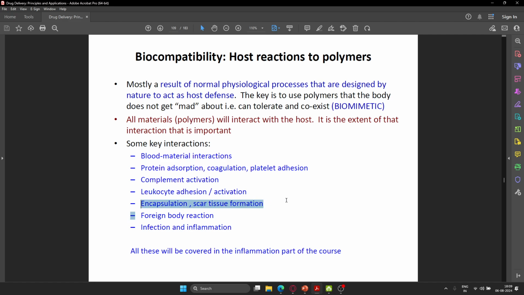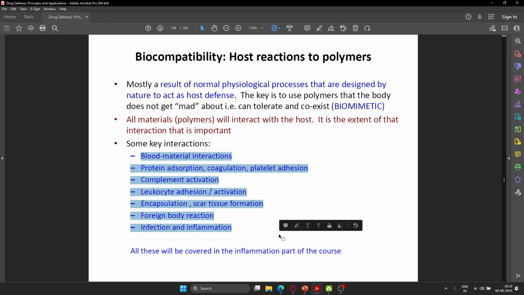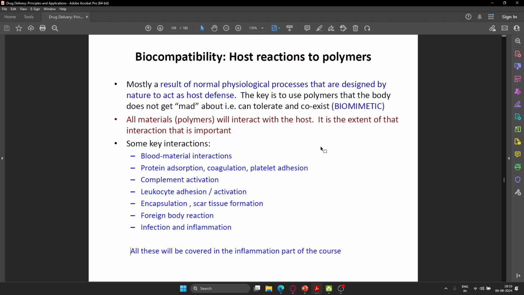Leukocytes are another component of your immune system. There could be encapsulation and scar tissue formation at the site of implantation. There could be foreign body reaction, or there could be infection and inflammation. So all of these are some of the key interactions that the biomaterial might undergo once you put it in a human body. Now, biocompatibility is basically minimizing all these interactions.